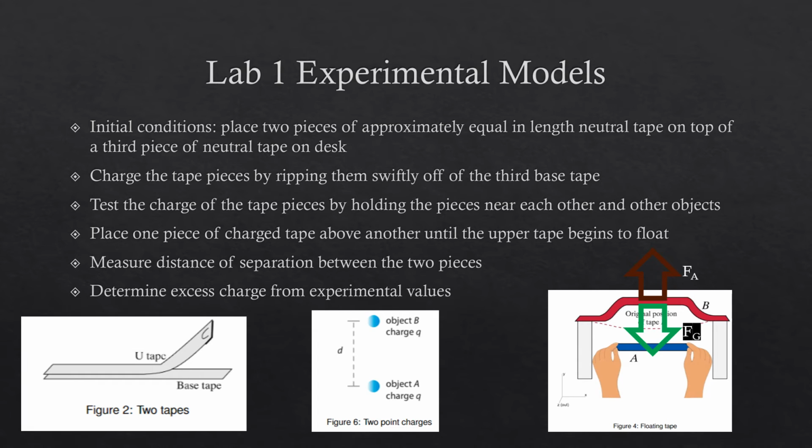This lab shared the same experimental models as Lab 1, which I'll briefly summarize here. The initial conditions were to place two pieces of approximately equal length neutral tape on top of a third piece of neutral tape on the desk. These pieces were charged by ripping them swiftly off of the third base tape. Then, a piece of tape was suspended over two books and repelled using a second piece of U-tape.